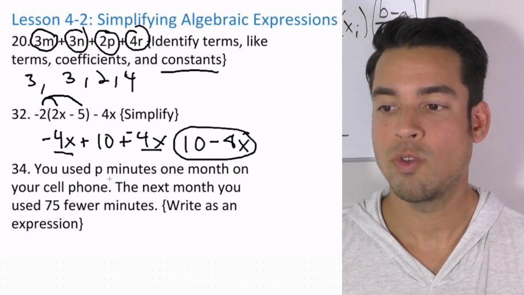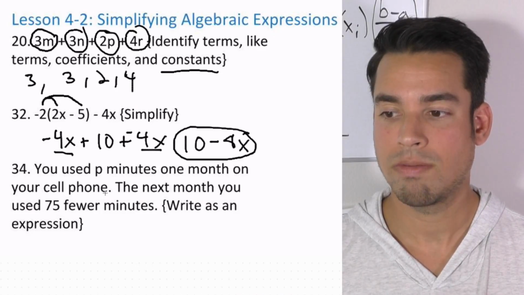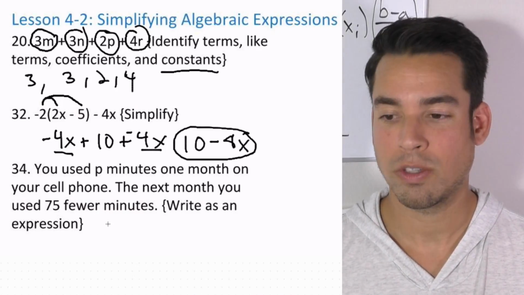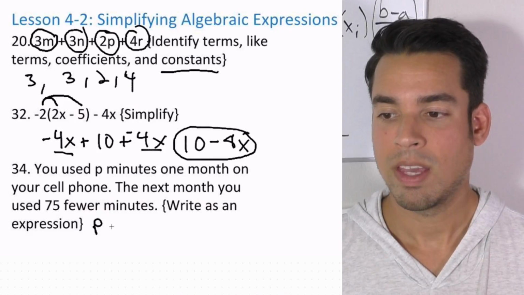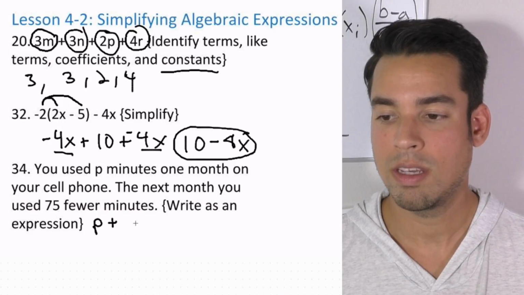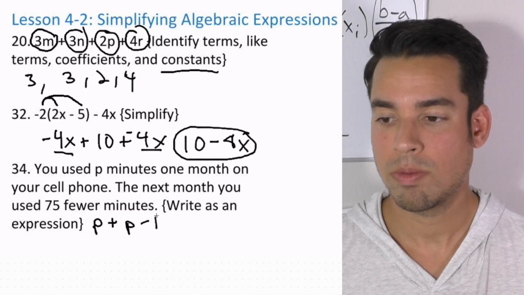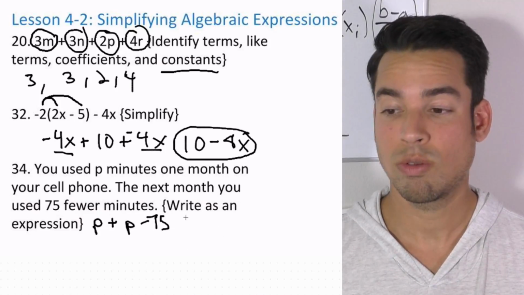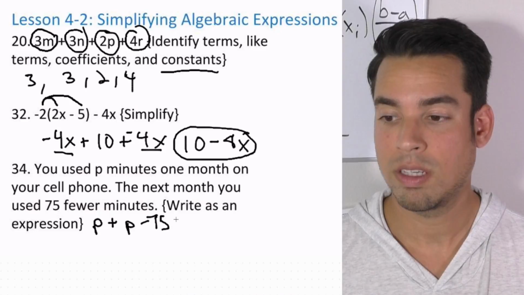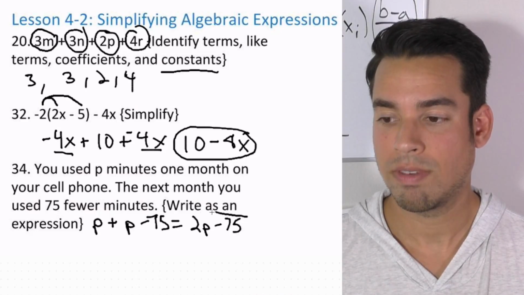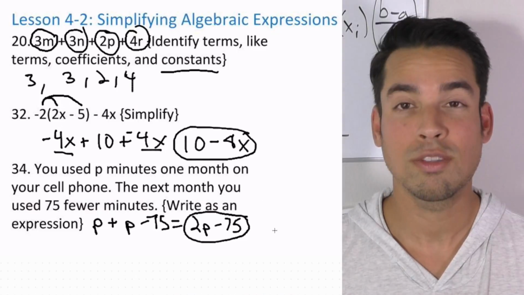Let's go on to 34. You used p minutes one month on your cell phone. The next month you used 75 fewer minutes. Write this as an expression. So we're talking about the total. Here we've got p for one month, and the next month you've used 75 fewer minutes. So it'll be p plus p minus 75. Then if we want to simplify, we combine like terms, the p and the p. We've got two p's, that equals 2p minus 75, and there is our expression.